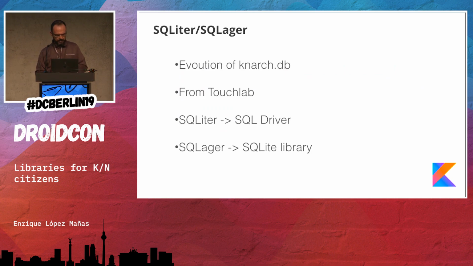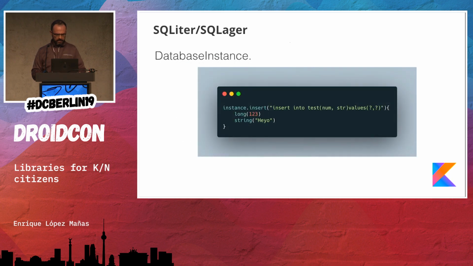SQLiter and SQLagger. SQLDelight was deprecated at some point, and this is the natural evolution from Touchlab, this company I have mentioned. SQLiter is a very low-level library. You can do dangerous things. So SQLagger is probably the thing that most of us want to use in our standard and not very crazy software. It works very easily.